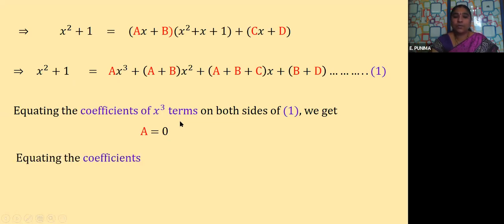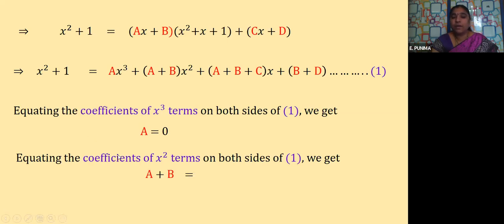Coefficients of x square. Equating the coefficients of x square terms on both sides of equation number 1, what we get here? Here we have A plus B and here you have 1. So A plus B is equal to how much, children? Is equal to 1. Next one, what you are going to equate now? X terms. But before going to that, we already know the A value now. So let us replace the A value. That is, A is equal to 0, plus B is equal to 1. So what is the next step? B is equal to 1.